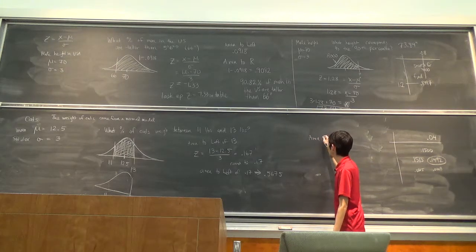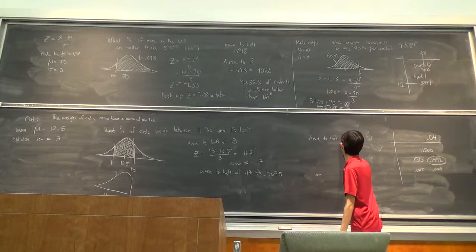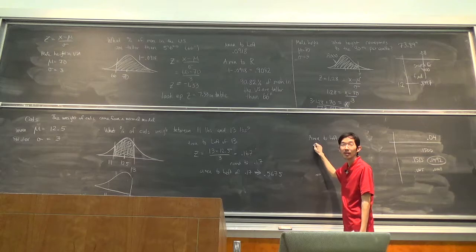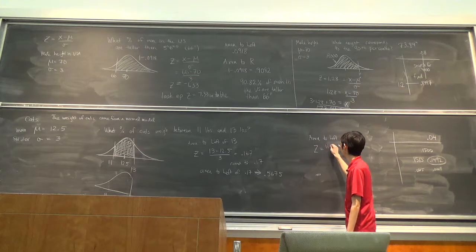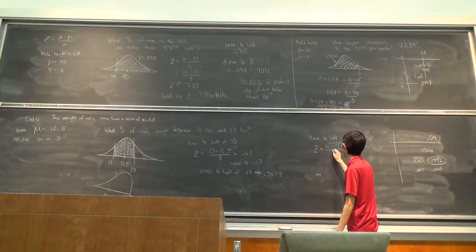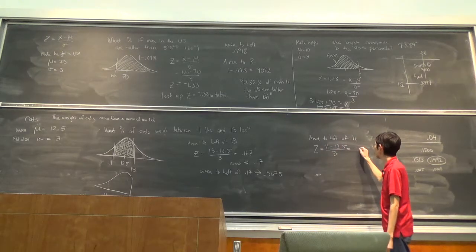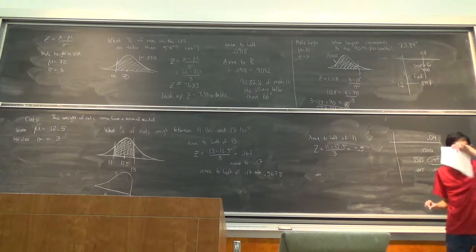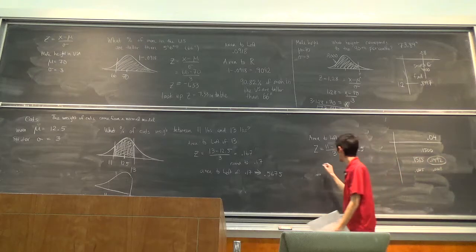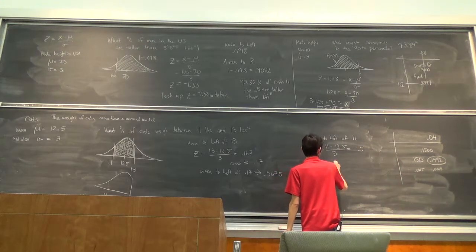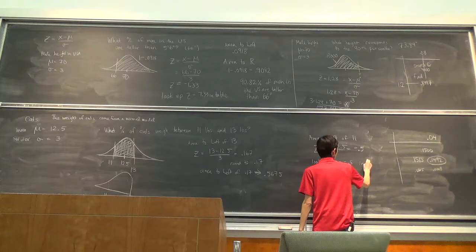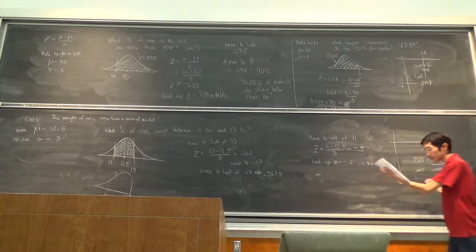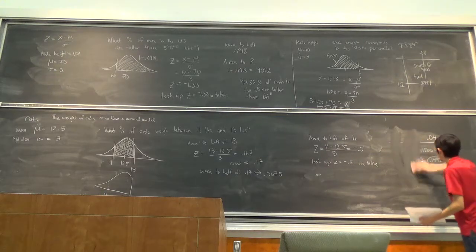Area to the left of 11. Okay, so what do I do here? Z is equal to 11 minus 12.5 divided by 3. I get z is equal to negative 0.5. Okay, so I look up z equal to negative 0.5 in the table. All right, and the area to the left of negative 0.5 is 0.3085.